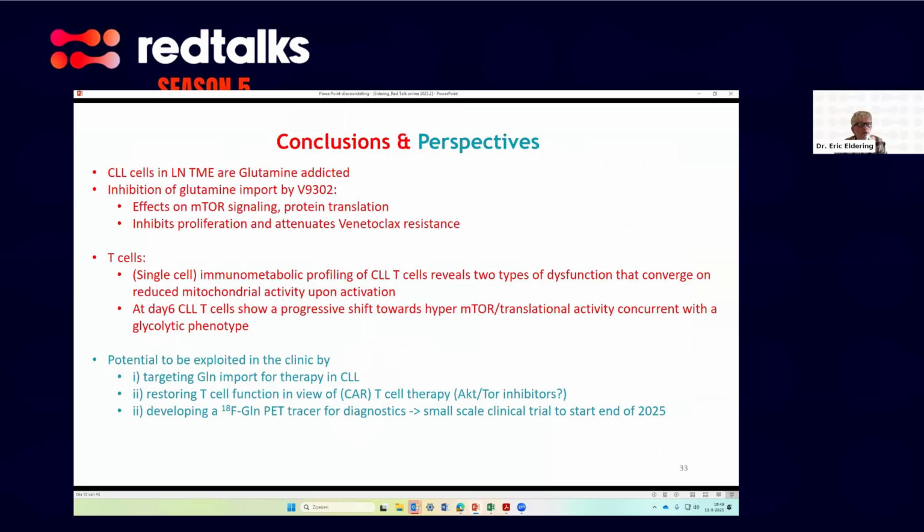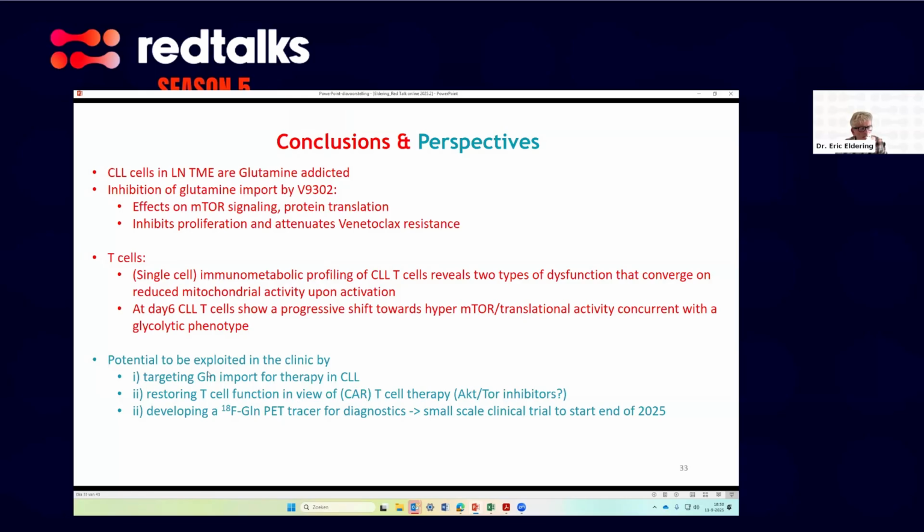So this brings me a little bit to the end, and I want to share some conclusions and perspectives with you. I would like to stress that in the lymph node tumor microenvironment, we think the CLL cells are glutamine addicted. As I've shown, it has effects on mTOR and protein translation. For the T cells, what we've shown is that there are two types of dysfunction that seem to be linked with reduced mitochondrial activity. This last part I haven't been able to show you today, so we'll skip this.